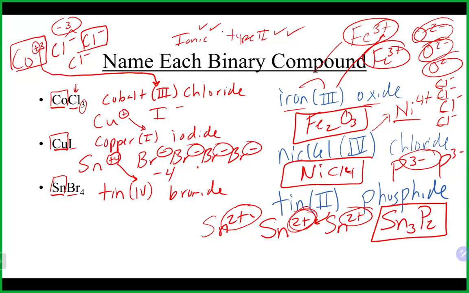Obviously, you need to be able to go both ways there. So name to formula, formula to name. Any questions on type 2? So type 2, type 1 are both ionic compounds. And again, the difference is for type 2, because they can make a variable type of charge, we do need the Roman numeral.